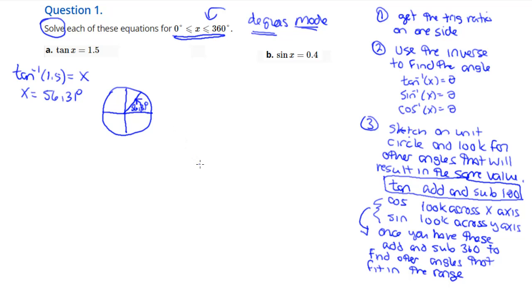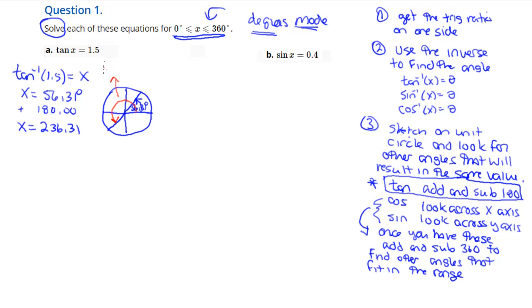It's actually a reference angle, and it's tangent, so I'm going to add and subtract 180. Well, if I subtract 180, I'll go below 0, so that's no good, that's outside the range. If I add 180, I'm going to get 236.31. And that's an angle that is within 0 to 360 degrees. That's this angle right here.